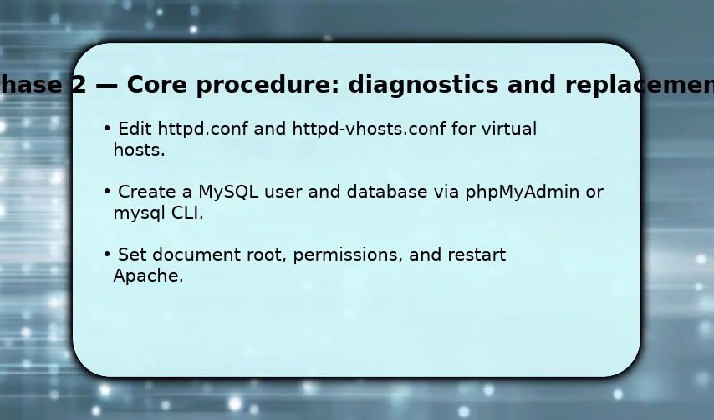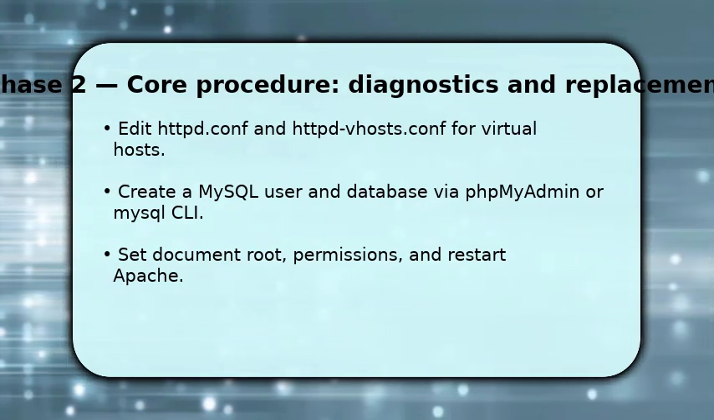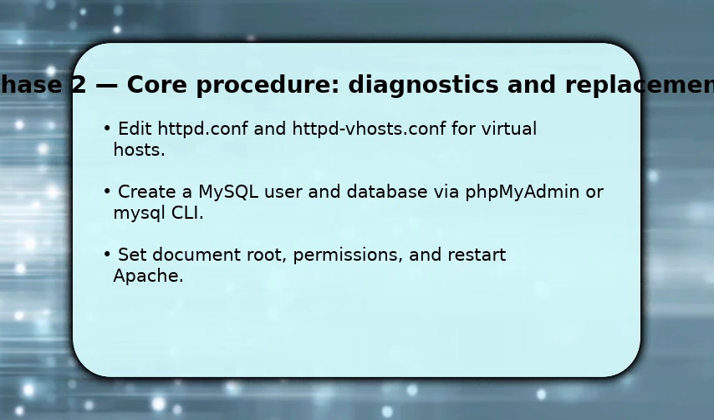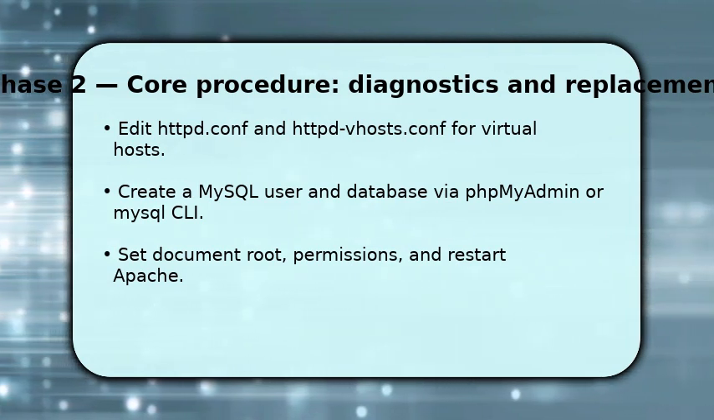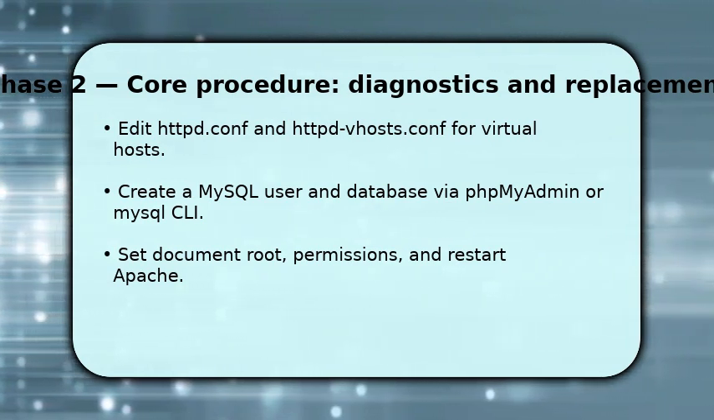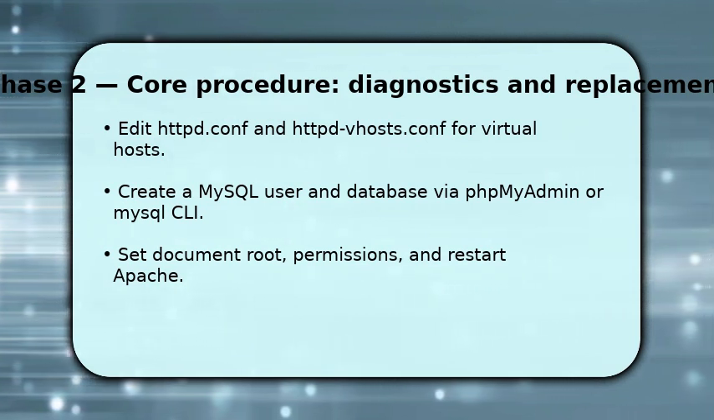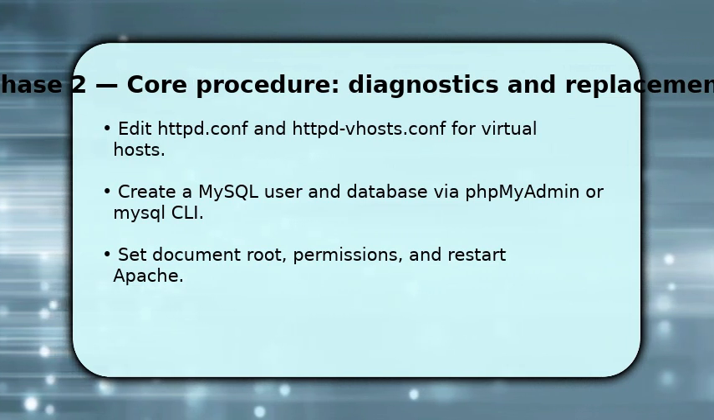Once services run, configure hostname and project mapping so requests reach your app. Edit httpd.conf and httpd-hosts.conf to add a virtual host that points to your project folder, and update the hosts file with the same name. This makes URLs clean and predictable.